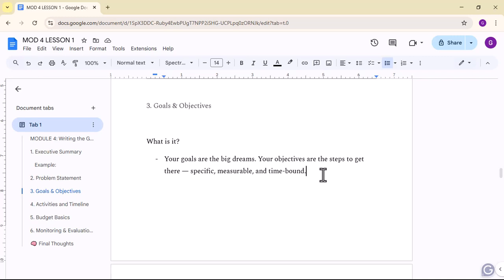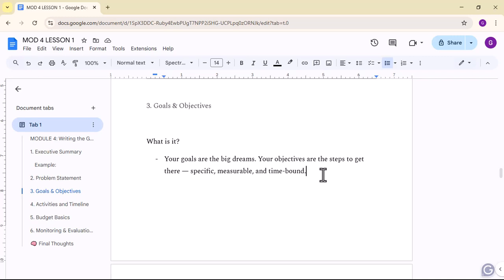So your goals are the big dreams that you intend on having, and the objectives are the step by step. If you are going to get to the moon, at least you have to get a spacesuit. You have to get a jet that can take you off the planet. These are the objectives. The goal is to get to the moon, but the objectives are the things that need to be in place for you to be able to get to the moon and put your flag there.